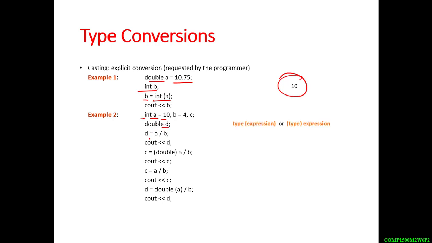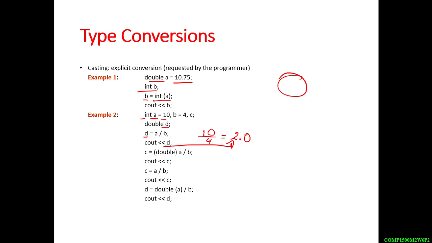Now let's take a look. D is equal to a over b. What is a? It is 10. What is b? B is 4. 10 over 4 is actually 2.5, but since it's an integer divided by an integer, you are going to get your output as 2. Since D is a double, your answer will be 2.0, not 2.5. Be careful. Integer divided by integer, you get an integer. Then, since D is a double, we convert it to a double by adding .0. So cout D, your D will be 2.0.